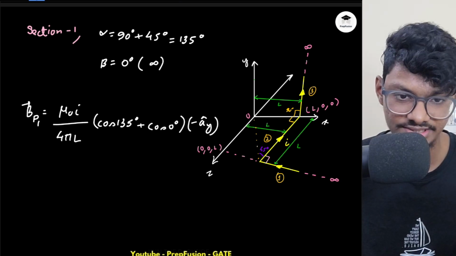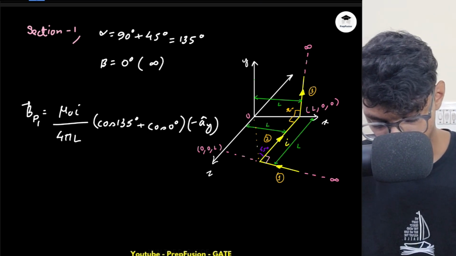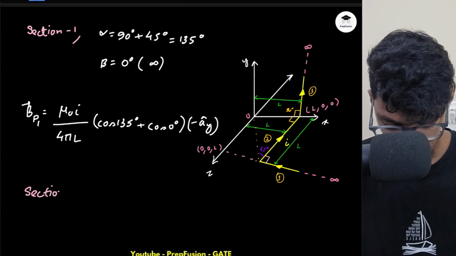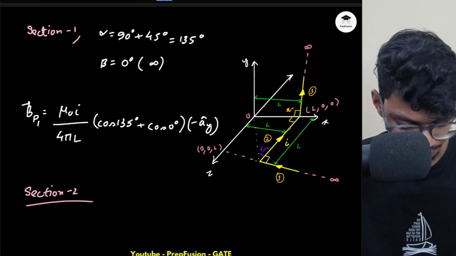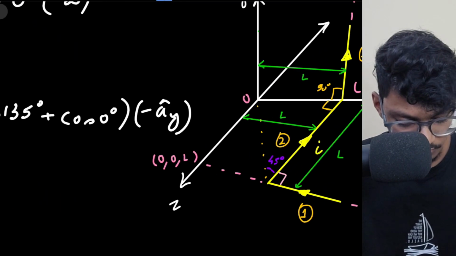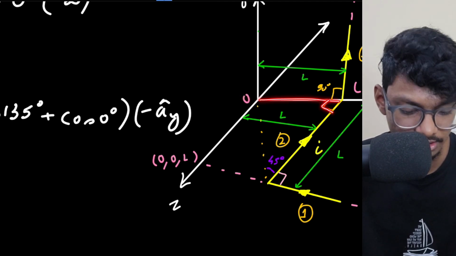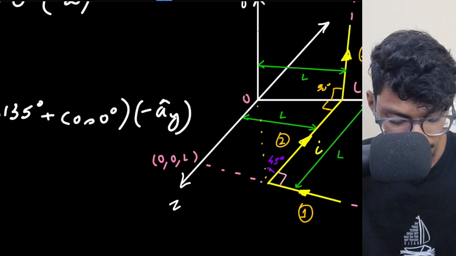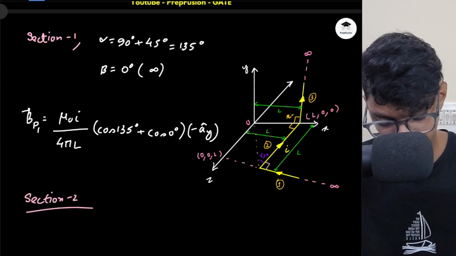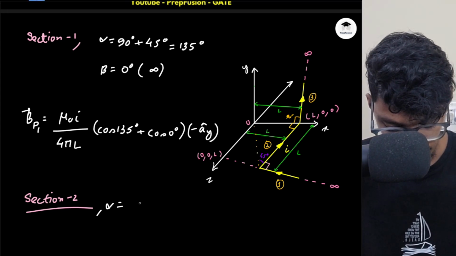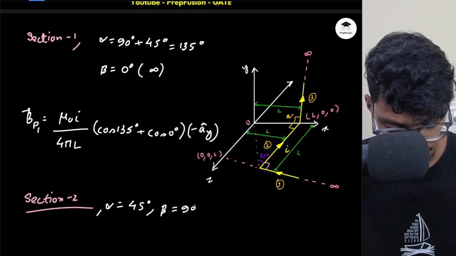I haven't talked about direction yet, now I am talking about it. Minus a y cap, in the downward direction. Now what is the situation in section 2? In section 2, one of the angles is 90. This is the r vector, right? And the angle between the current segment and this vector is 90. The other angle is 45. This is the r vector and this is the current segment, 45. So in section 2, alpha is 45, and beta is 90. You can choose either, it doesn't matter.